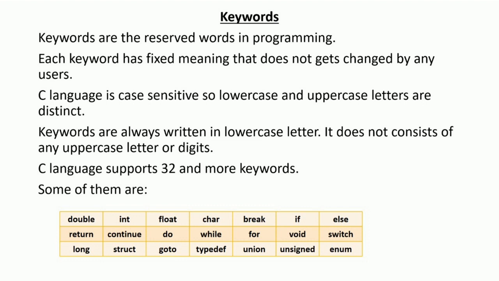Double, integer that is int, float, character which is for char, break, if, else, return, continue, do, while, for, void, switch, long, struct, goto, typedef, union, unsigned, enum, and there are many more keywords, but for now this much are enough. Okay, moving towards the next, data types.